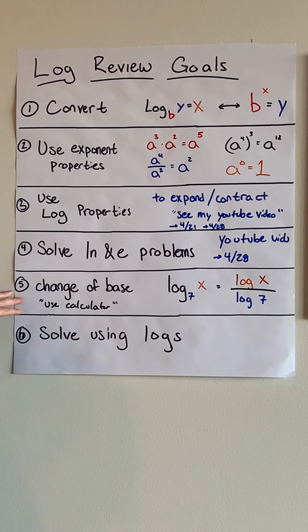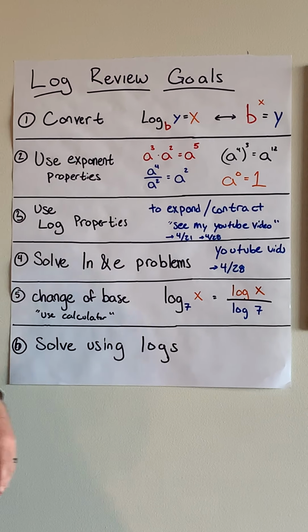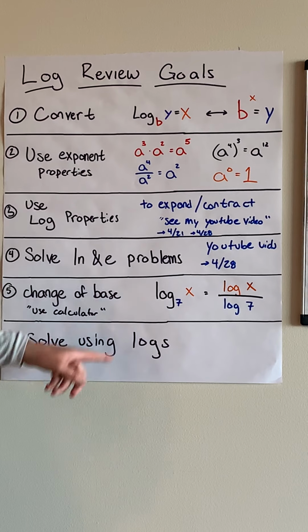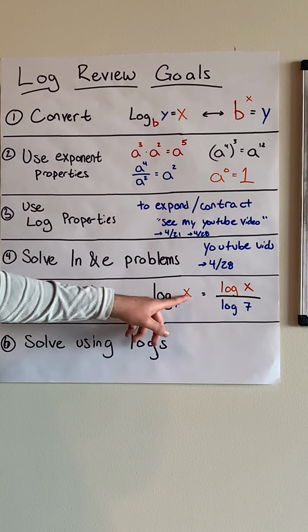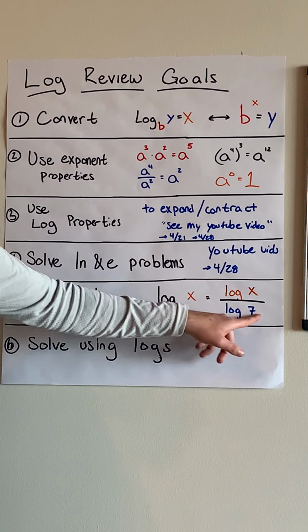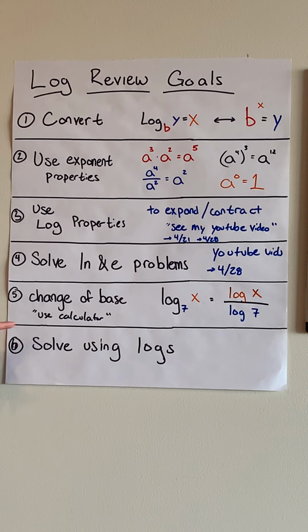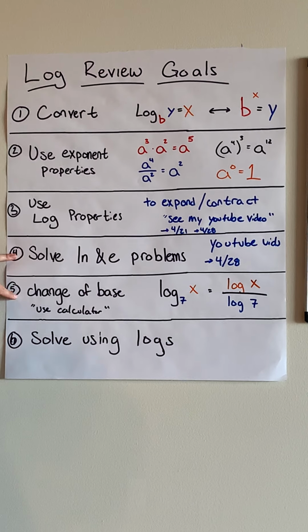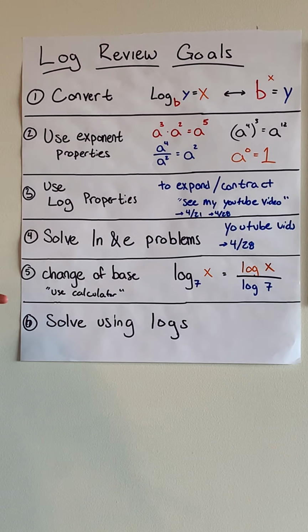And then finally, we did change of base. That's what we did last week. It's a pretty simple process. Log base 7 of x, well, that's log x over log 7, and you would use your calculator for that. The last week was very calculator intensive.